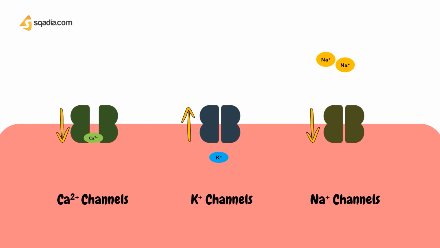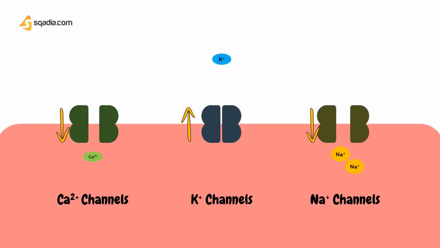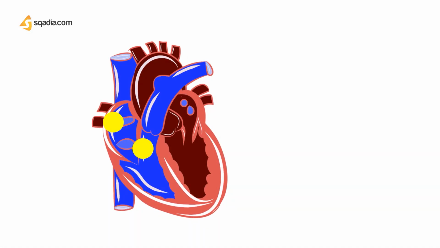The pacemaker potential depends on several currents, including an outward potassium current, which gradually decreases, and 2 inward sodium currents, which are relatively stable. As the potassium current decreases, the sodium currents cause increasing depolarization until threshold is reached and an action potential is initiated.